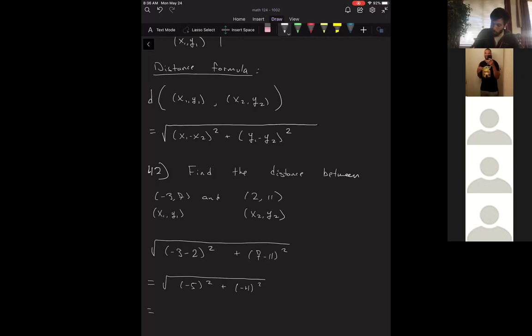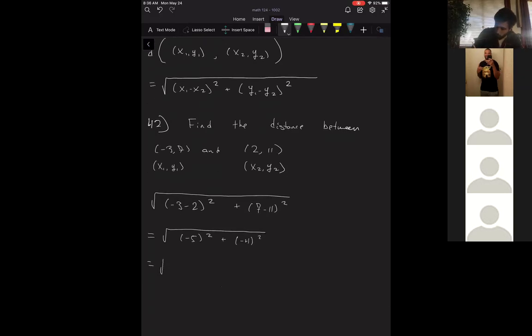So remember that here we're squaring a negative number. Whenever you square a negative number, the minus sign just goes away. So minus 5 squared, that's just 5 times 5, which is 25.